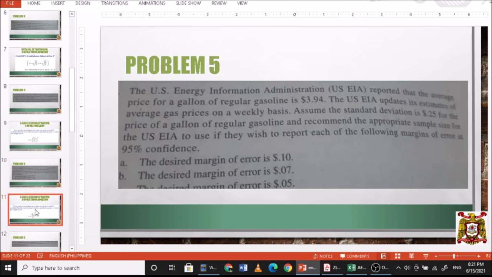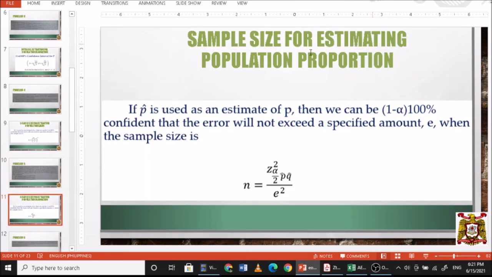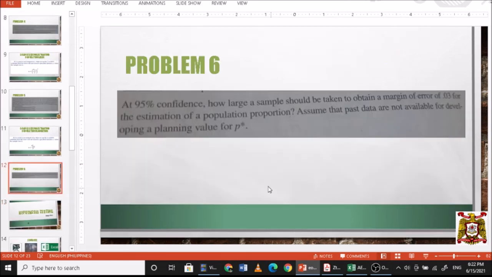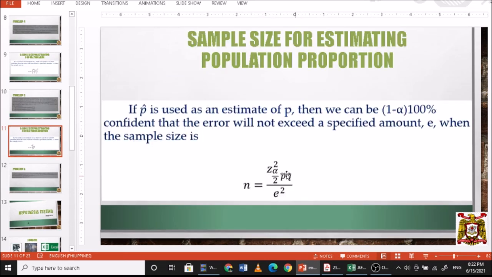Then lastly, you have the sample size for estimating population proportion. If p hat is used as an estimate of p, then we can be 1 minus alpha times 100% confident that the error will not exceed a specified amount e when the sample size is n. So n is equal to z alpha over 2 squared times p hat times q hat all over the margin of error squared, or e squared. Okay, so let's have this problem.